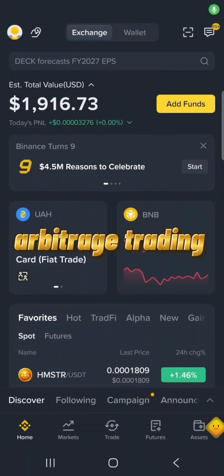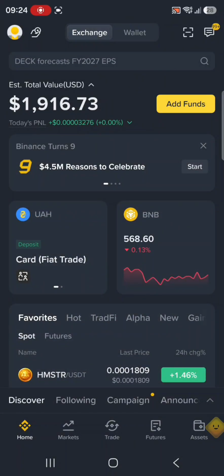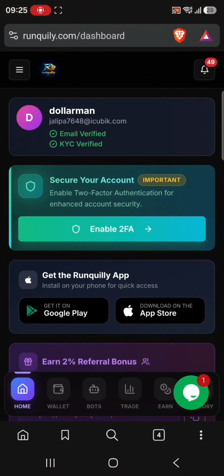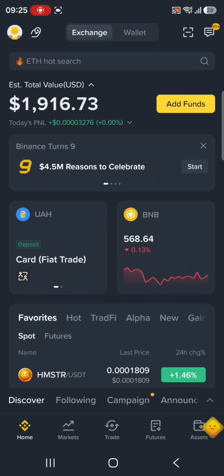What is crypto arbitrage trading? Crypto arbitrage trading is buying assets at a lower price in a centralized platform and selling the same assets at a higher price in a decentralized platform. So you can double or triple your capital.